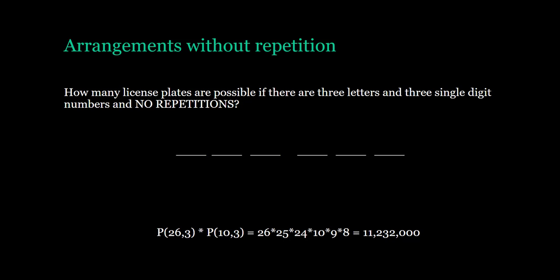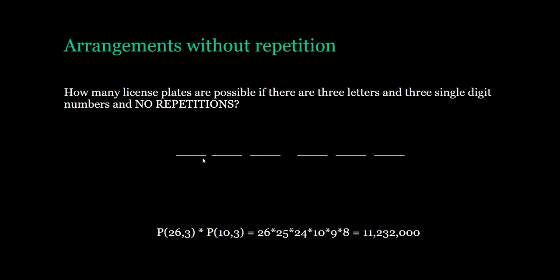So for this problem, how many license plates are possible if there are 3 letters and 3 single-digit numbers, and no repetitions? In this problem, we cannot have a single letter such as A appear more than once in the actual license plate. Since we have 3 letters to choose and 3 digits to choose, we really have 6 spaces. Often it's helpful to draw those 6 spaces out. Those are the choices we must make.